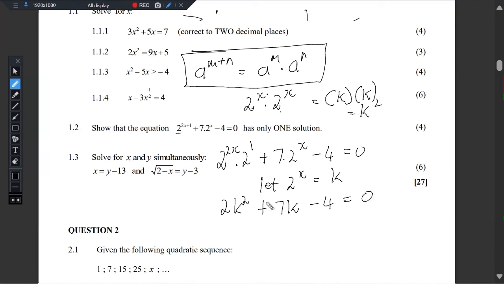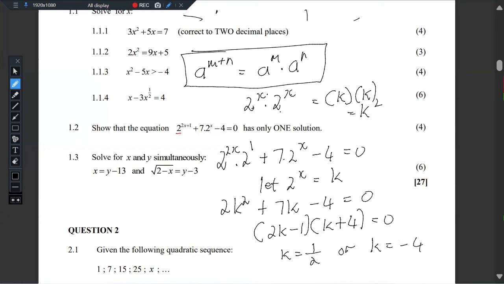Okay, so now your duty is to factorize this. Again, if you can't factorize, you can do that trick with the quadratic formula. Then you will have 2k minus 1, and then k plus 4 is equal to 0. So that means my k is equal to 1 over 2, or my k is equal to negative 4.